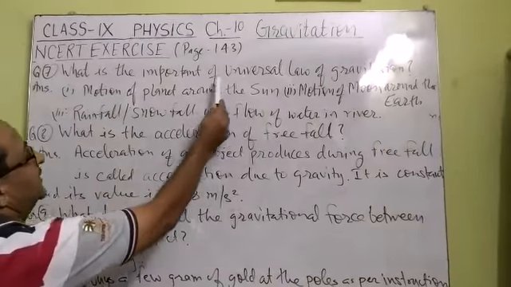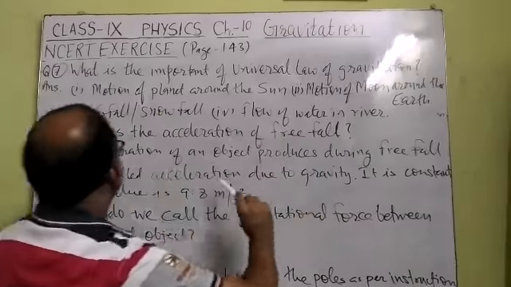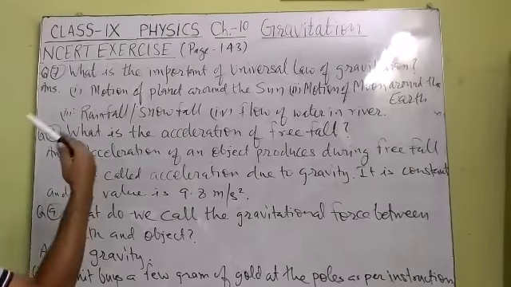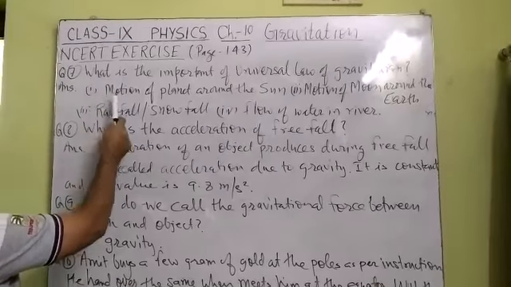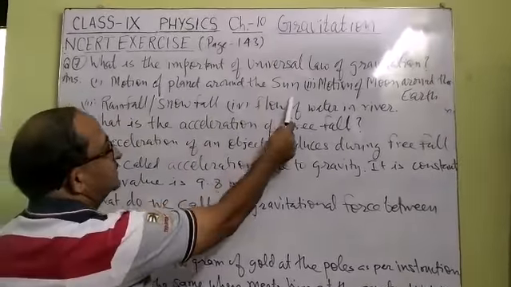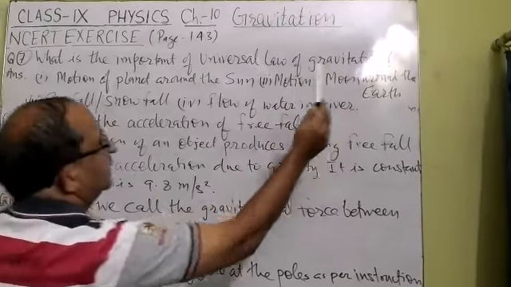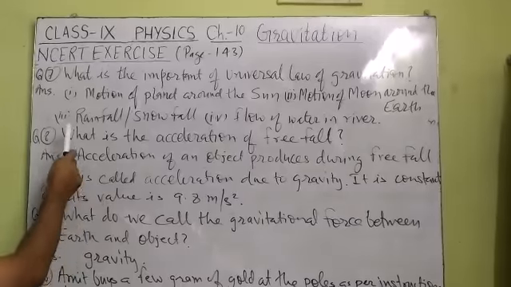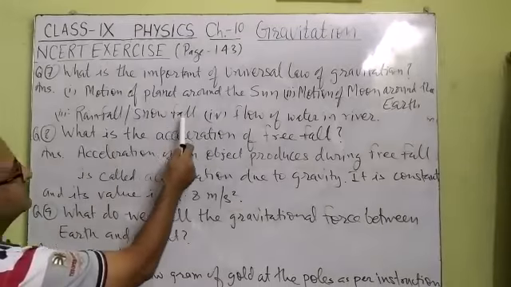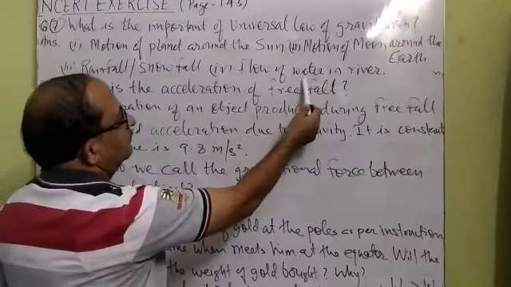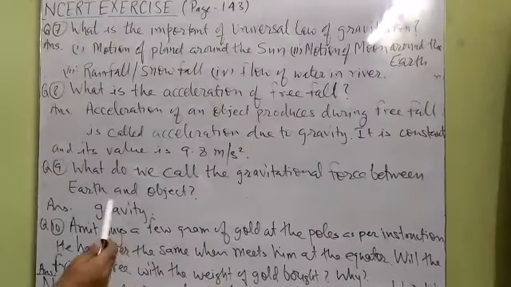Number 7. What is the importance of the universal law of gravitation? We have already discussed, due to the universal law of gravitation, we are all bound to the surface of earth. The motion of planets around the sun can be explained with the help of the universal law. The motion of the moon around the earth, exactly the same phenomenon. Third, falling of rainfall or snowfall is due to the universal law. Fourth, the flow of water in the rivers. So these things we have already discussed.